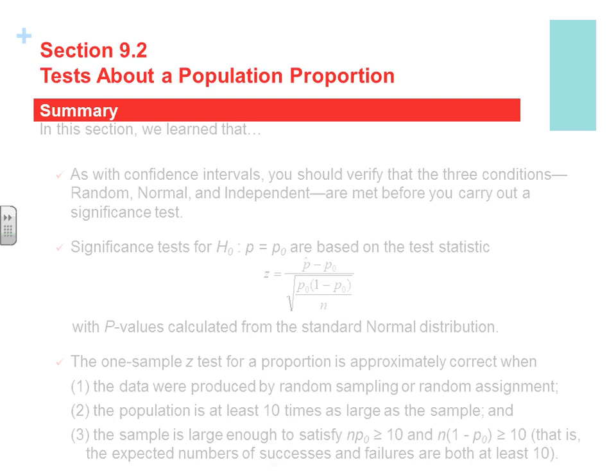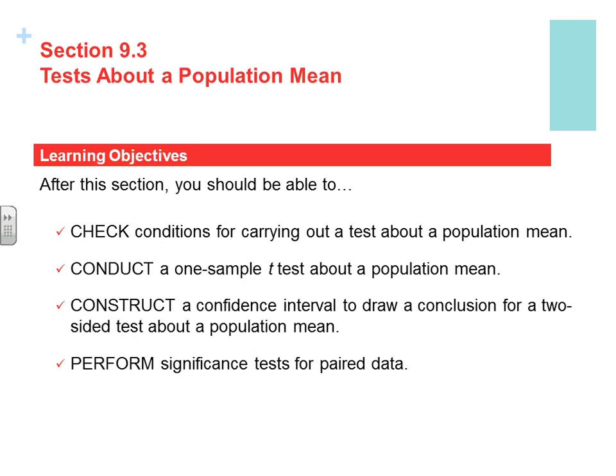So here's our summary. And we are going to do 9.3 next. So basically it's the exact same thing, but now instead of dealing with proportions, we're going to deal with means.